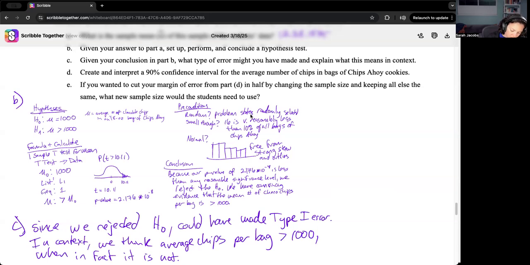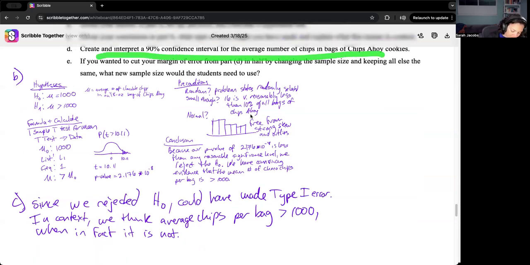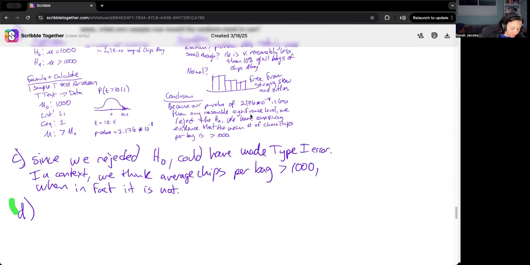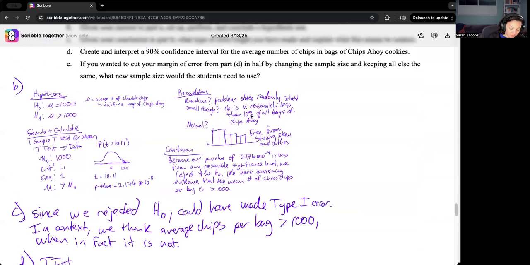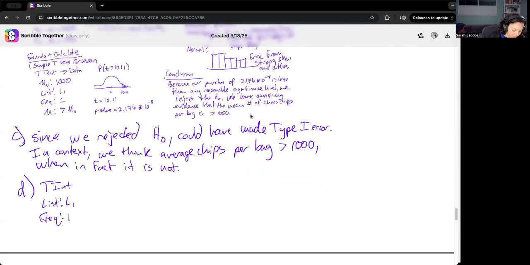C. D. Create and interpret a 90% confidence interval for the average number. Again, I have all this data in my calculator already, so I'm just going to go to a T interval. So T interval, the list is still going to be list 1. The frequency is still just going to be 1, and the confidence level, it asks for 90% confidence. So make sure that our C level is at 0.90.